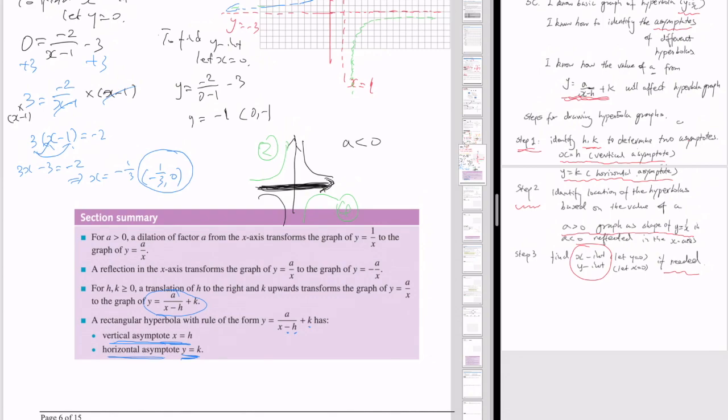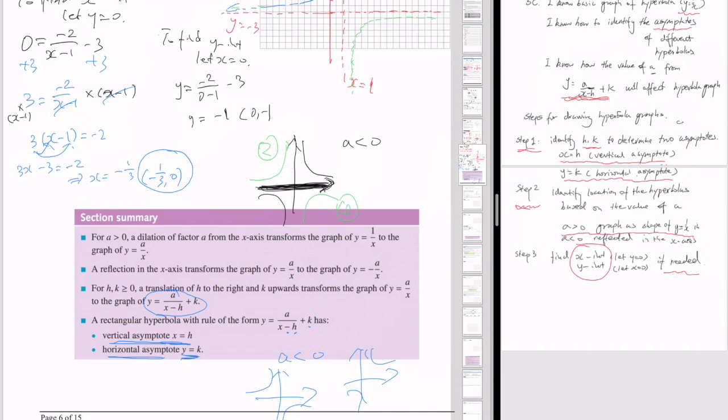Okay, and then step 2, the value of a, whether it's positive or negative, will determine which two quadrants the two curves of the hyperbola are located in. If a is larger than 0, it will be just like the basic graph of the hyperbola, on the first and third quadrant. If a is smaller than 0, that will reflect your graph in the x-axis and make your graph located on the second and fourth quadrant. Okay, and then make sure you calculate the x and y intercepts and then label them.